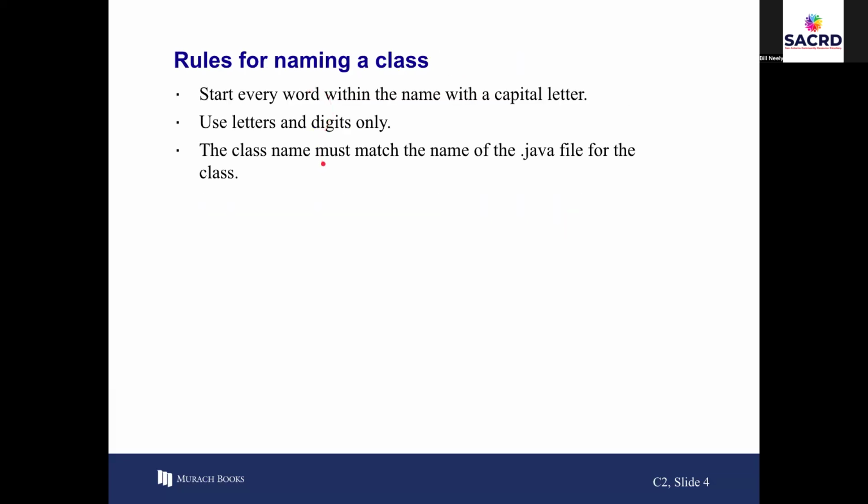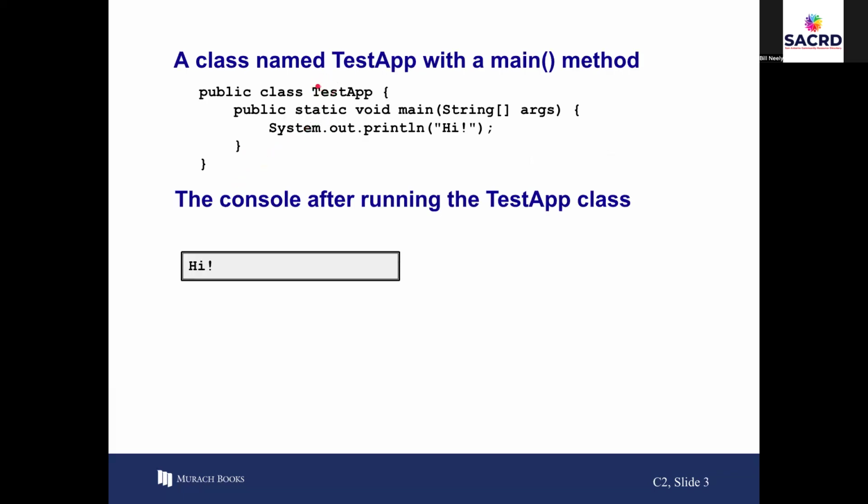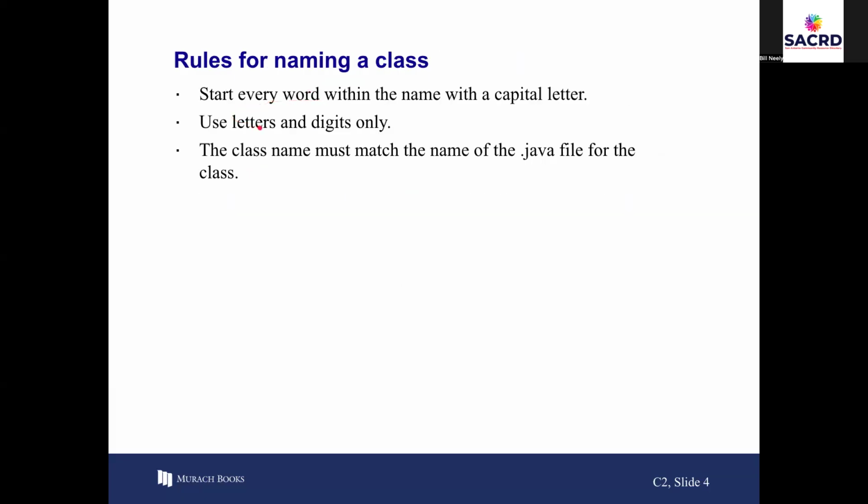Okay, so when we name a class, we want to start every word within the name with a capital letter. This is called upper camel case. So we can see that the first letter of each word is uppercase and the rest of the letters in those words are lowercase. That's known as upper camel case because it always starts with an uppercase letter. We're going to use only letters and digits, and preferably not even digits, really just letters that we need.